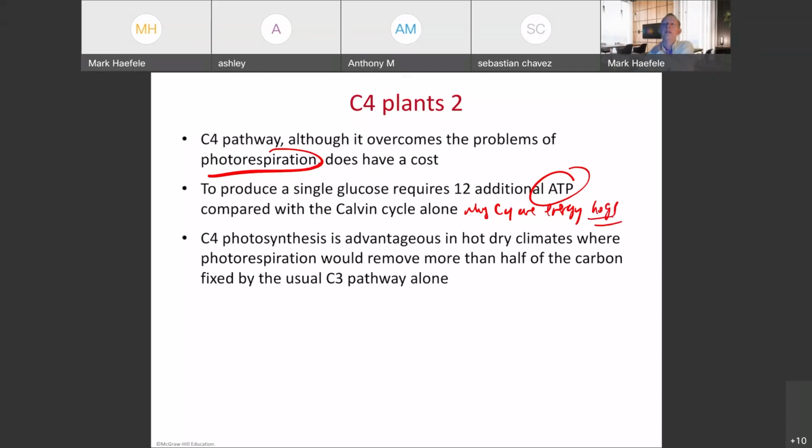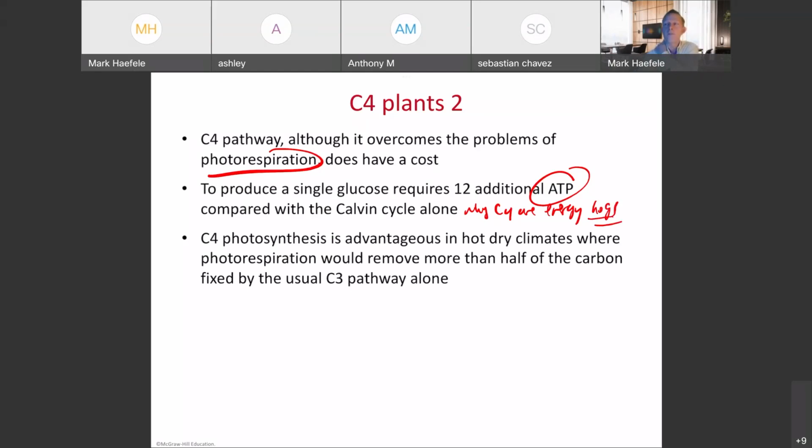I mean, if you take a look at your C4 plants, your weeds growing in the yard, you'll notice that they're sucking up all the nutrients and all the energy in the soil, leaving your poor little C3 plants sort of gasping for air because they're getting all the nutrients taken from them. So that's part of the energetic cost associated with driving the C4 pathway.